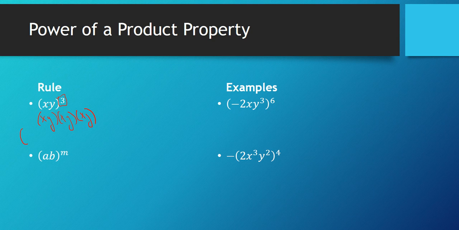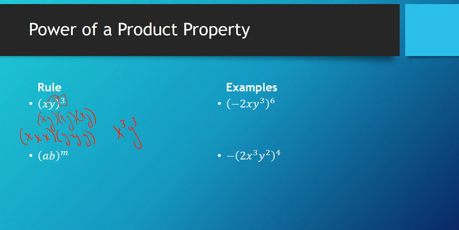So I could group these, so I have x's 3 times and y's 3 times. That's really x to the 3rd power and y to the 3rd power. So this is kind of like the distributive property when we had a coefficient in front, except we do that with exponents. It needs to go to every single term inside. So it goes to the x and the y.